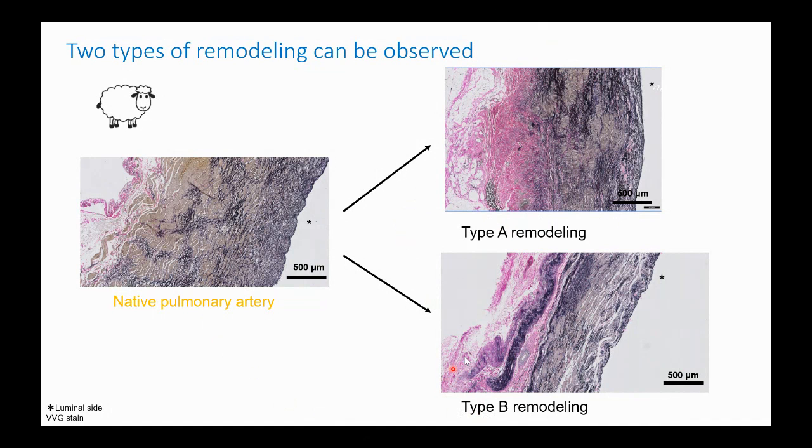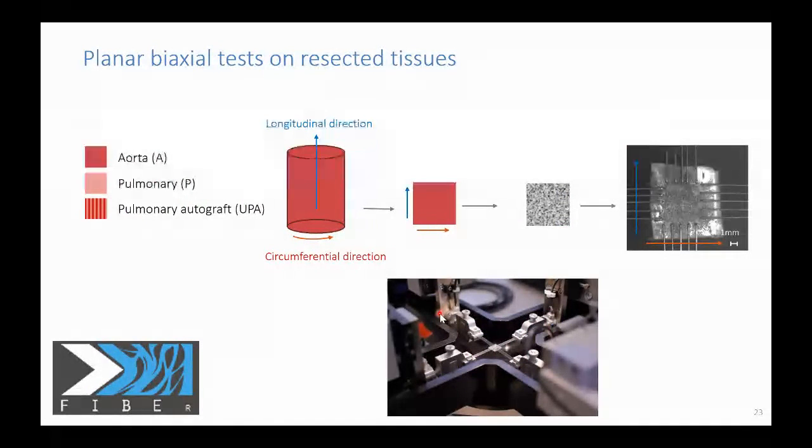And these 2 slices are actually taken from the same sheep and from the same circumference. So some locations showed this kind of type A remodeling, whereas others showed type B remodeling, even in the same animal and at the same circumference, let's say.